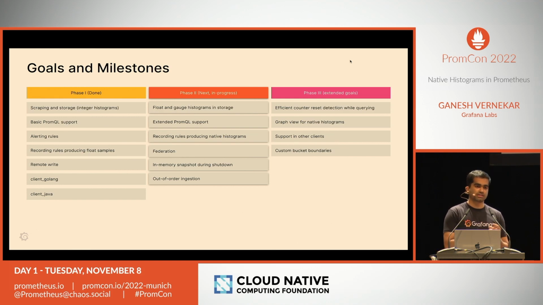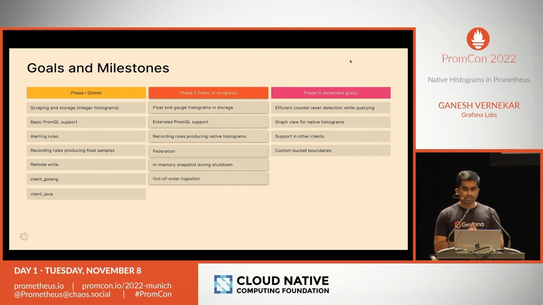Gauge histograms is like the bucket values are not counters. A float in the sense like the bucket values can be float, and with some extended PromQL support. Now, adding support for float histograms will automatically add support for recording rules that produce native histograms. Like recording rules will produce float histograms, and then we can store it. That's the #1 priority that we are working on right now.